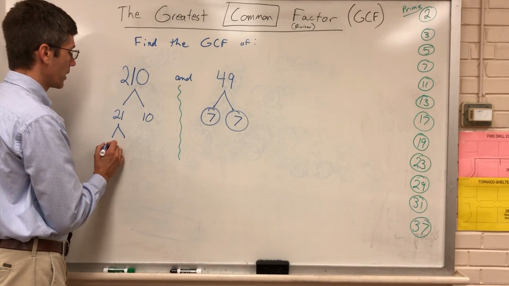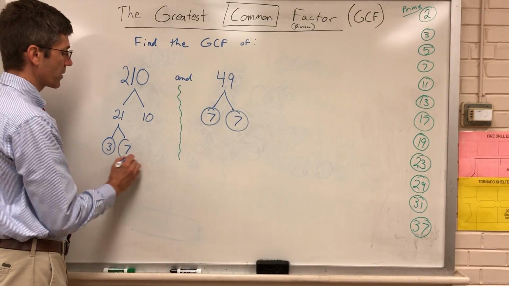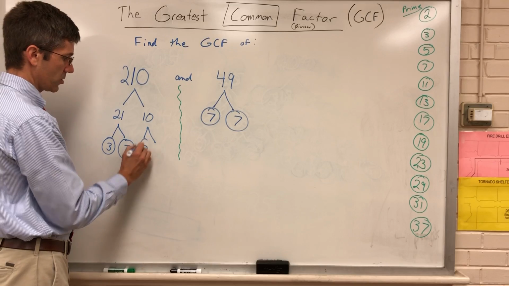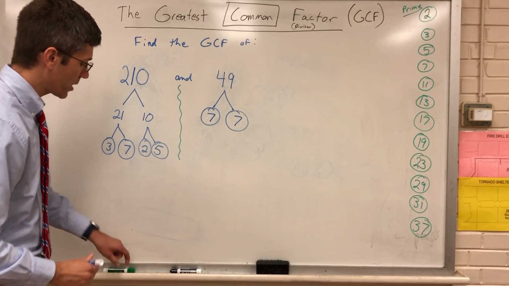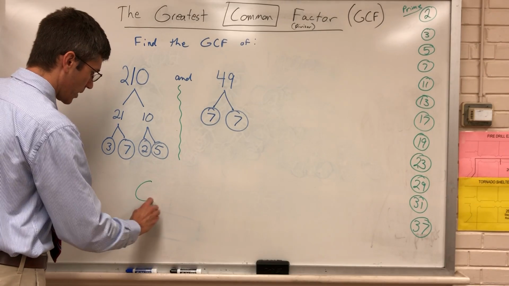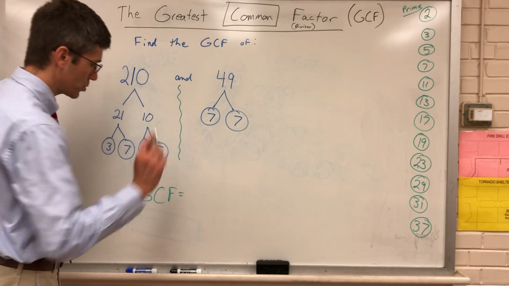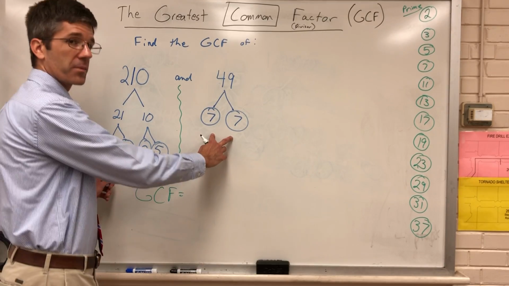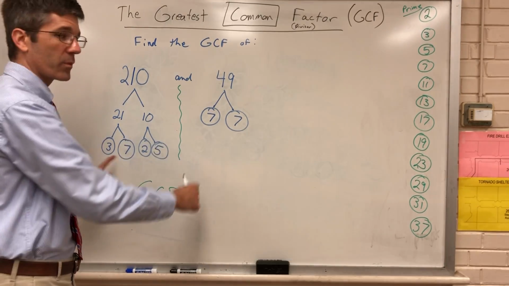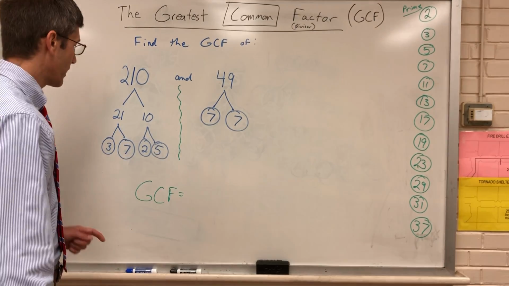21 is 3 times 7. 10 is 2 times 5. All those are prime. We come down here, we'll find our greatest common factor. I have a 3. Do I see a 3 over here? I do not see it at all. I will not write a 3. No, I won't. And a 7.